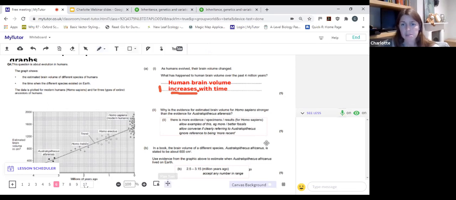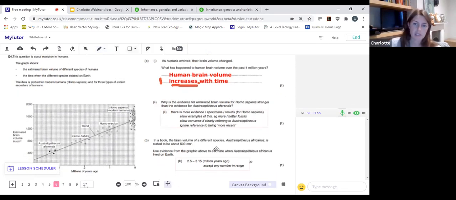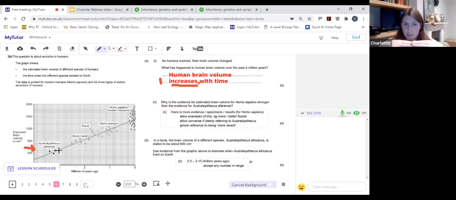And then finally, and most of you got this one, in a book, the brain volume of a different species is about 600 centimeters cubed. All you needed to do for this was to draw a line across at about 600. So this is asking whether you've read the axes properly. So if we look at 600, it'll be about halfway between 400 and 800, because remember we're going up in increments of 200. And from that, you can draw a line, and in an exam, use a ruler, make sure that line is straight and that you haven't dipped down like my arrow has here.